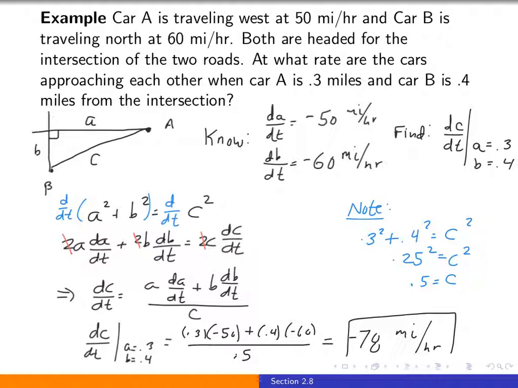Once again, from this big picture perspective, we've read the problem, drawn a picture representing the situation, and labeled all quantities that are varying with respect to t. We've written down the rates of change that we know and the rate of change we wish to find. We found an equation relating them, implicitly differentiated, solved for the rate of change we want to find, and plugged in that given information.